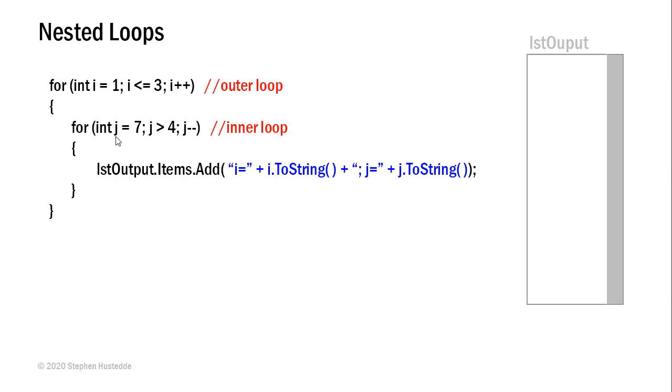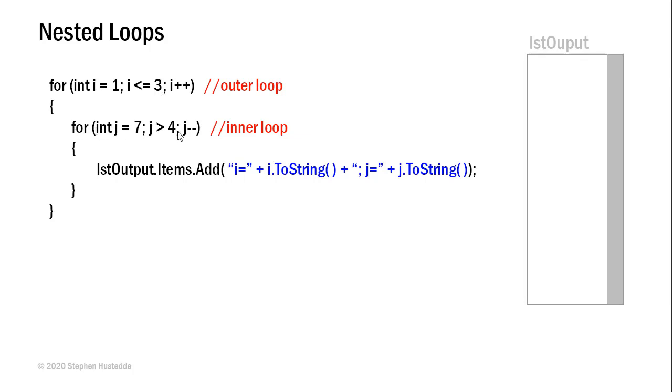So here we have a counter named j, and j equals 7, and we're going to repeat as long as j is greater than 4, and we're going to decrement j. So we're going to decrease it by 1 each time through the loop. So j is going to go from 7 to 6 to 5. When it goes to 4, this is no longer valid, and it exits that loop. But when it exits the loop, it now comes back to the outer loop, and I gets incremented from 1 to 2.